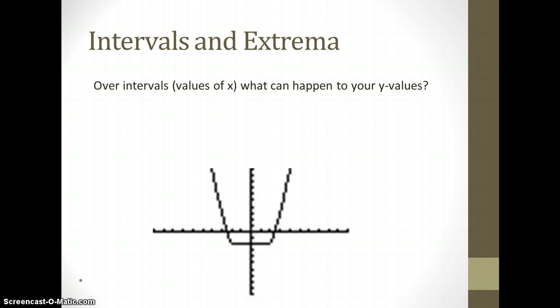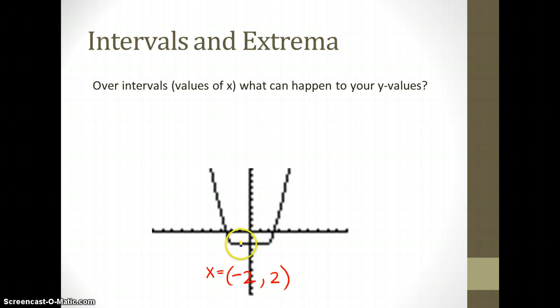So for this picture, maybe we're looking at the values of x between -2 and +2. We're talking about a description of what happens to the graph over that interval. So if we look at the interval between -2 and +2 on this graph, what would I describe as happening to the y values? In this case, it looks like the y values are all staying at y equals -2.